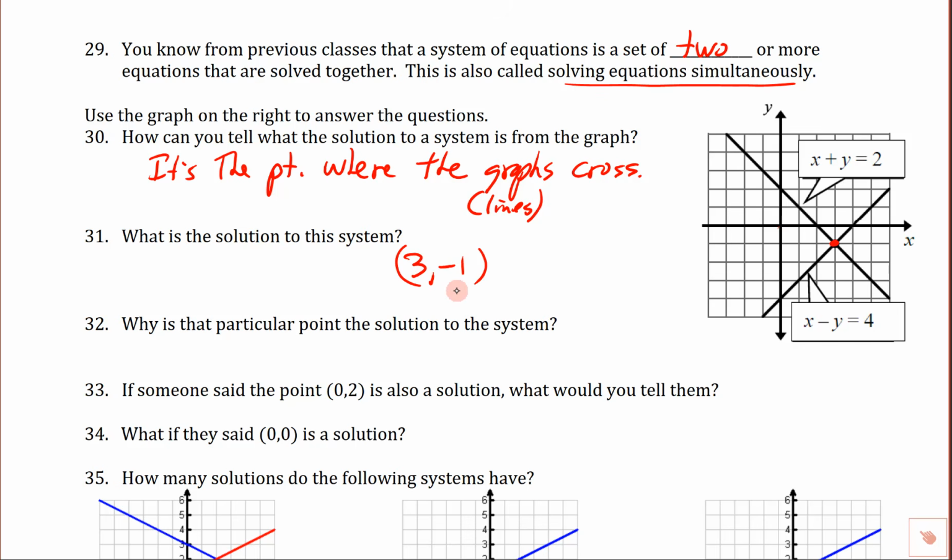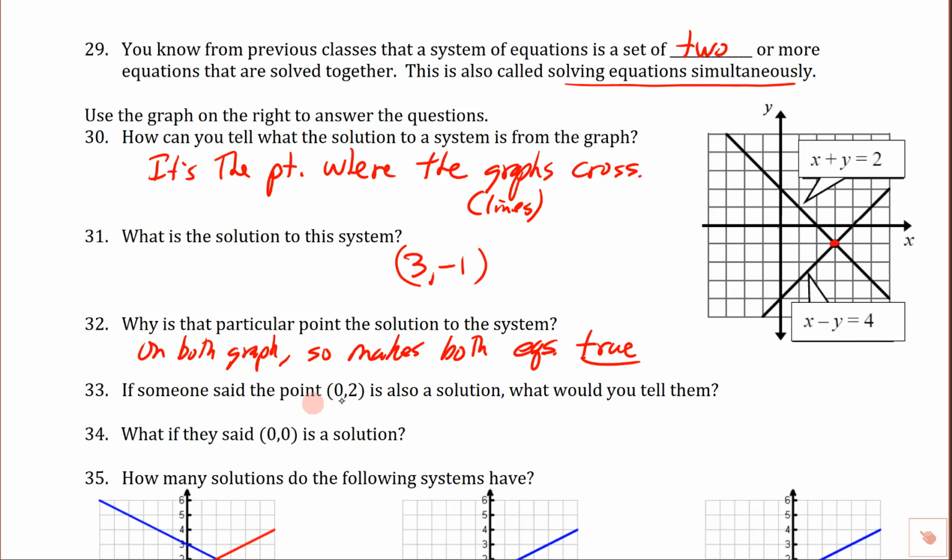And it says, why is this particular point the solution to the equation? Well, it's on both graphs, so it makes both of the equations true. So I'm just going to write down on both graphs. So makes both equations, EQS, true. Again, we're coming back to this idea over and over again that when we find a solution, it has something to do with making the equations or the inequalities true.